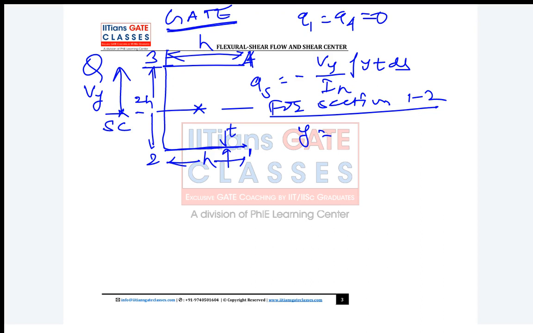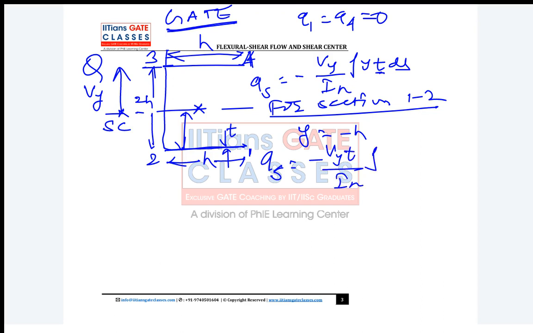It is below your centroid or below the neutral axis, so it is minus. What is the minus value? It will be minus h. Now t is uniform, so I can take it out. So what will be Qs? My Qs will be minus Vy t upon Ix integration.